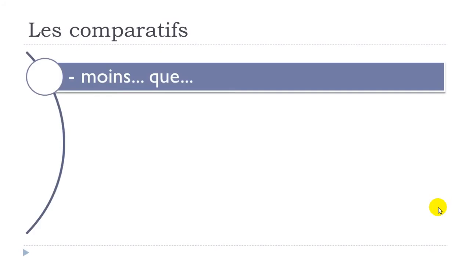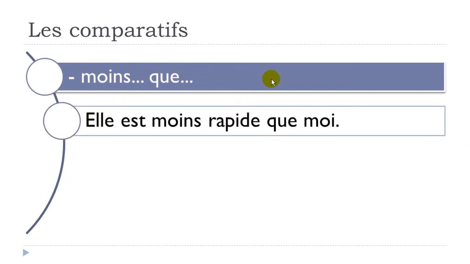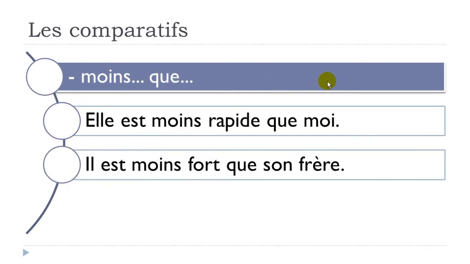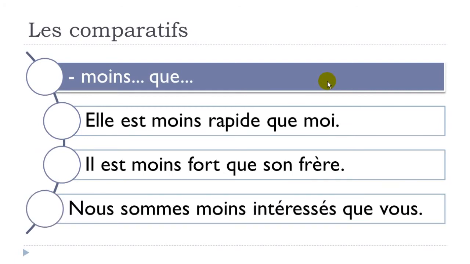Alright? And then, moins. Same thing here. Remember, we don't pronounce the final S. Then you put the adjective que, than, and the rest of the sentence. Okay? Elle est moins rapide que moi. Il est moins fort que son frère. Nous sommes moins intéressés que vous. Okay, one more time. Elle est moins rapide que moi. Il est moins fort que son frère. Nous sommes moins intéressés que vous.